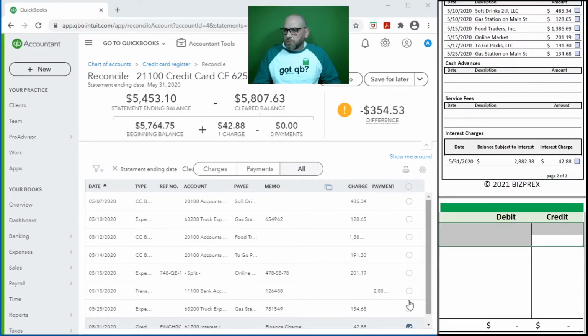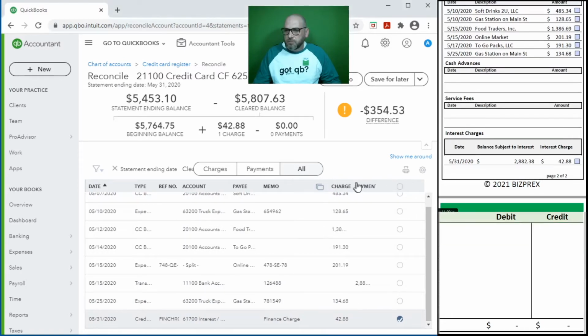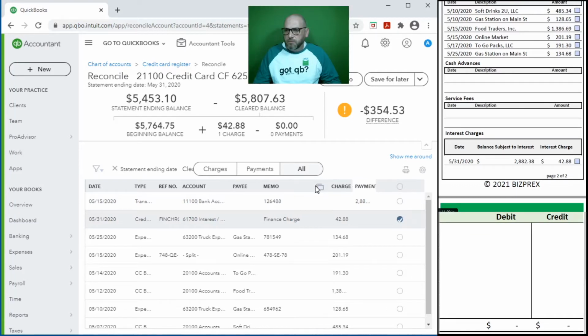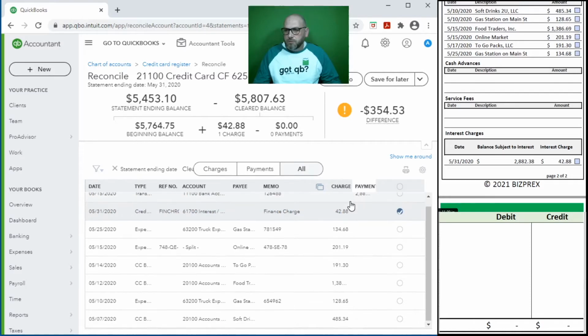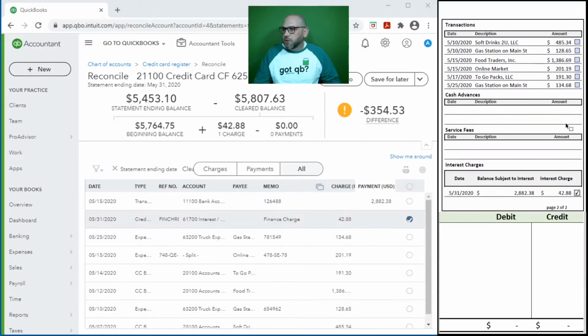What do we have? We have this amount right here. Let's just adjust columns a little bit. It's a little bit challenging, but I'm sure we can manage it. Okay, here it is. $42.88 right here, already checked. What else do we have? We have some of our charges right here.